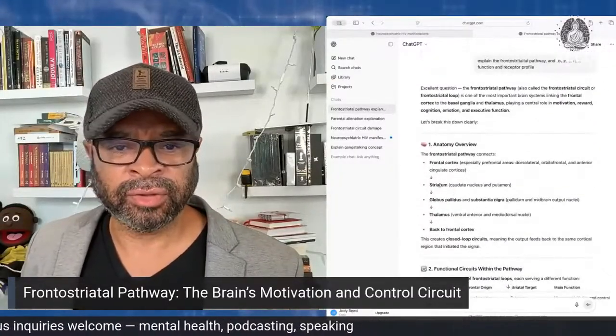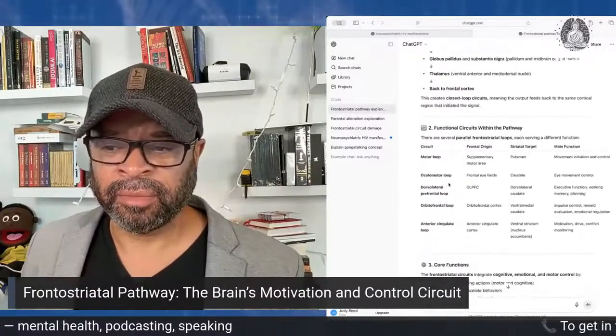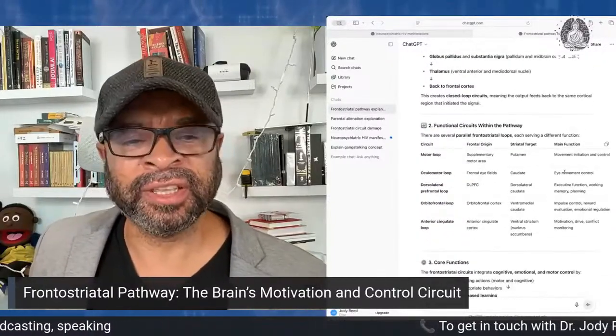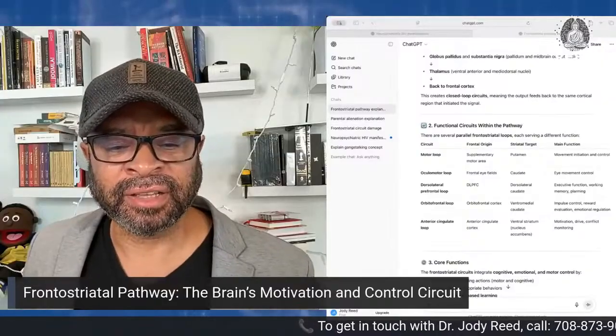This is a frontostriatal loop, the pathway. Hey, keep in mind when you start seeing patients with these type of symptoms, okay? I think that's all I need to say for today, guys.